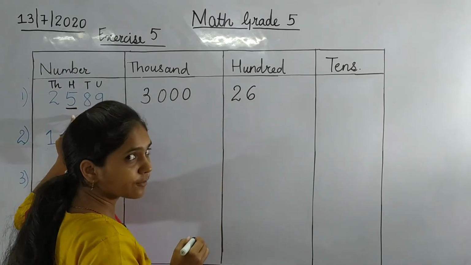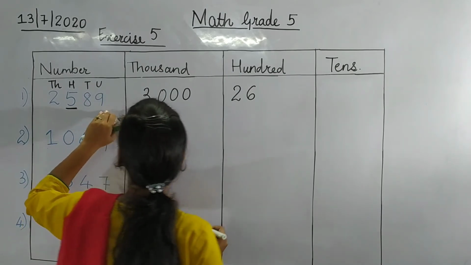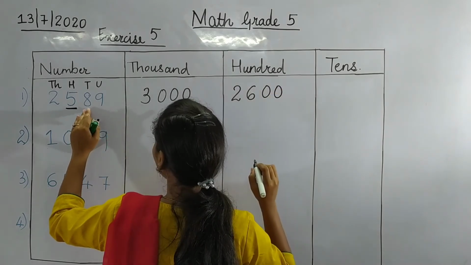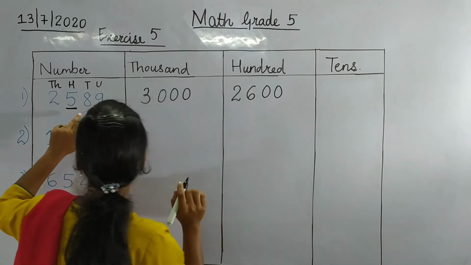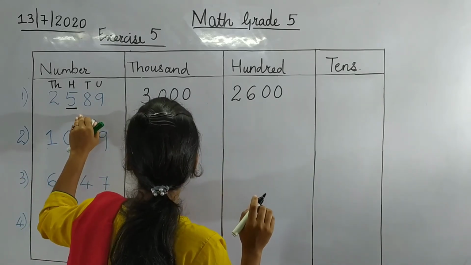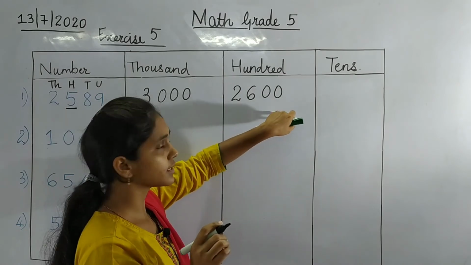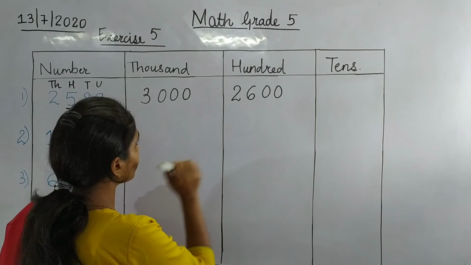5 plus 1, we are adding 1 to 5, so this becomes 6, and the numbers after 5 will be 0, 0. Why? Because there are 2 digits after 5. So we put 2 zeros, and this number after rounding it off to the hundreds place becomes 2600. So this is the number rounded off to the hundreds place.